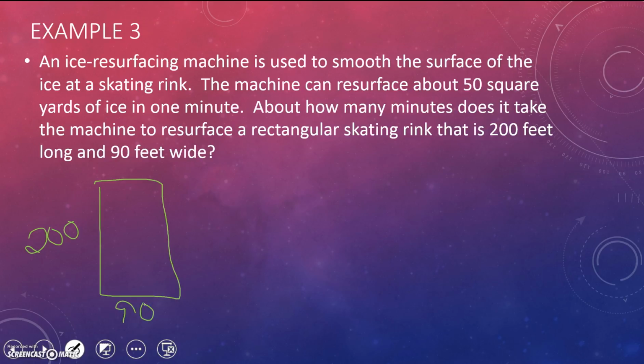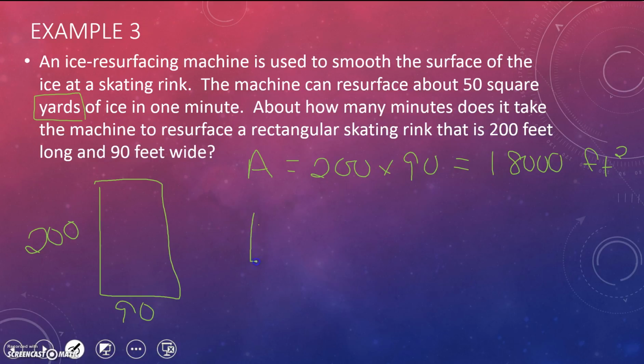So what do I need first? I need my area. So I'm going to find the area of this rectangle, and I'm going to do 200 multiplied by 90, and I get a total of 18,000. And now this represents feet squared. What I actually need is square yards, because if you take a look at the directions here, this talks about square yards. So we have to figure out something.